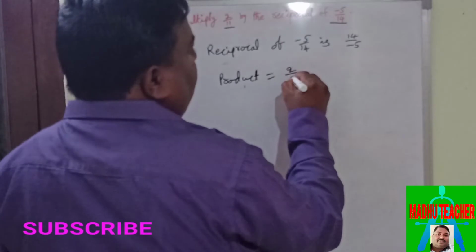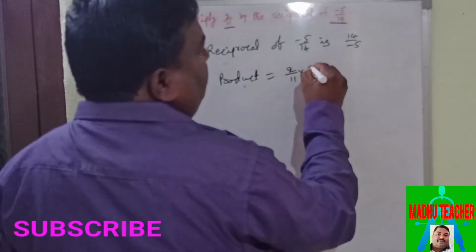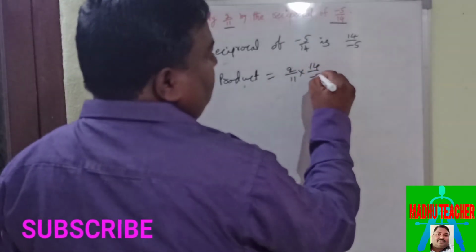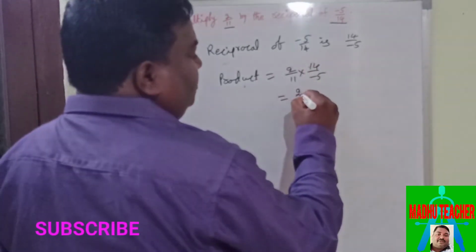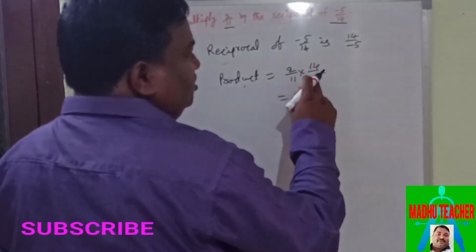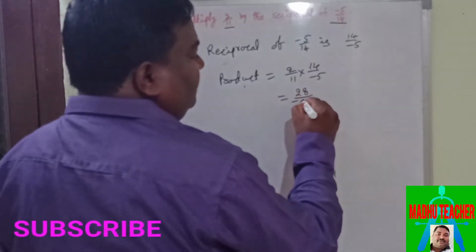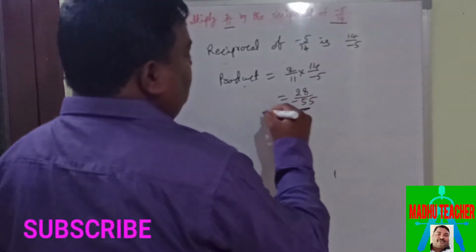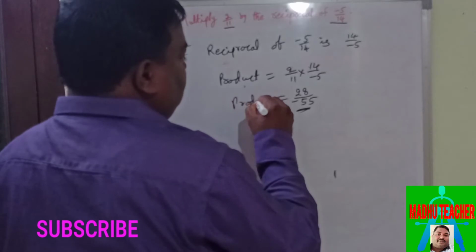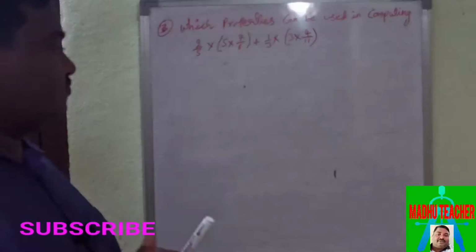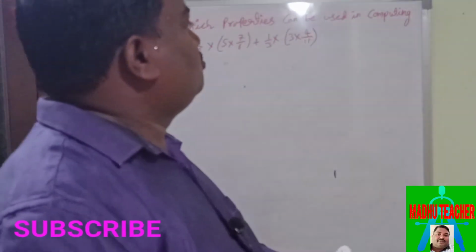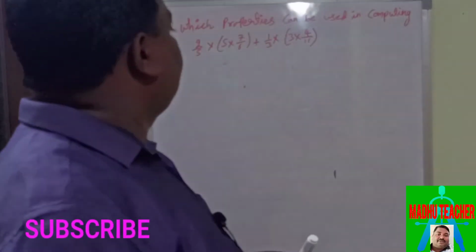So product equal to 2/11 into 14/-5. 2 into 14, 28. So here plus into minus, 11 5s are 55. So the product equal to 28/-55.